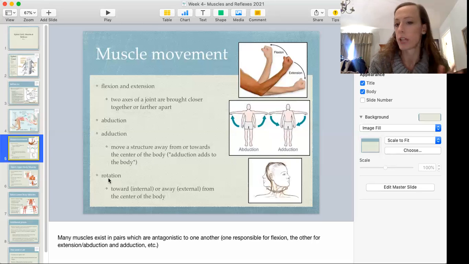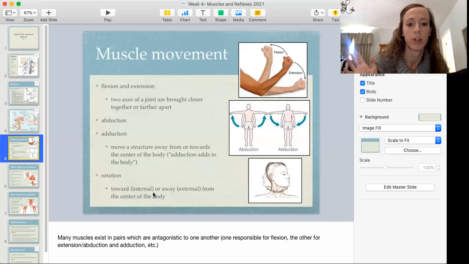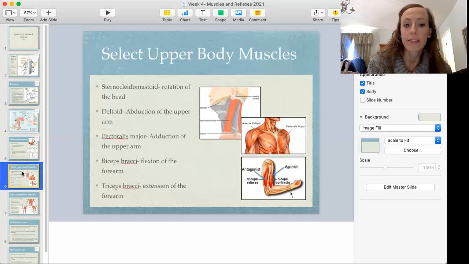And then of course there's rotation. You can shake your head no, you can move your legs, also in rotation. So if you were grinding something into the ground with your toe, you're standing and grinding it into the ground, that's a rotation of your thigh. Okay, so rotate the head, internal, which is towards the center of the body, external, away from the center of the body. Okay. All right, so let's look at some specific muscles which are responsible for these actions next.